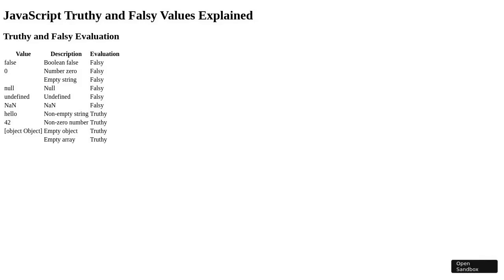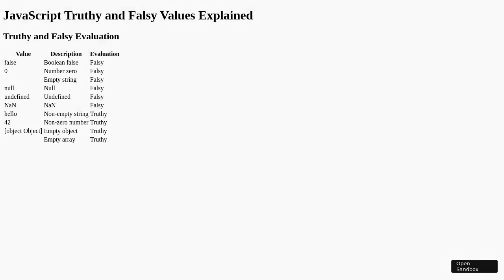As you open the page, the title, JavaScript Truthy and Falsy Values Explained, greets you, setting the context immediately. Below this, you find a table titled Truthy and Falsy Evaluation. The table is neatly organized with columns labeled Value, Description, and Evaluation. As you peruse each row, you see how various values like false, 0, an empty string, and more are categorized as either truthy or falsy. This visual and interactive representation helps reinforce your understanding by allowing you to observe how these values behave in a dynamic environment.